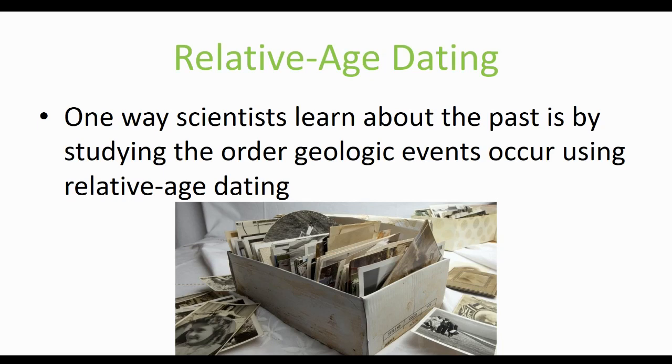Relative age dating is one way scientists learn about the past. They do that by studying the order of geologic events that occur. If you were sorting through a box of family photos, you might not know the exact date that each picture was taken, but you could use clues to put them in chronological order. That is what scientists do with rock formations.